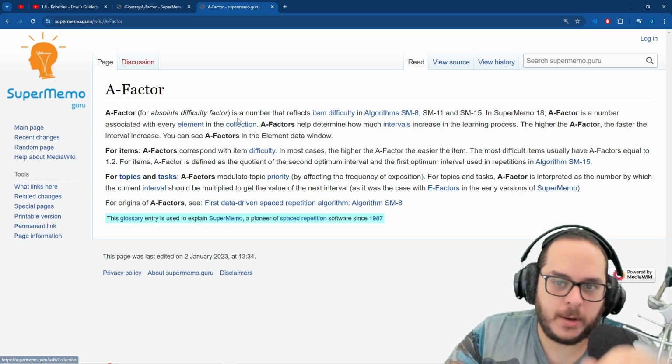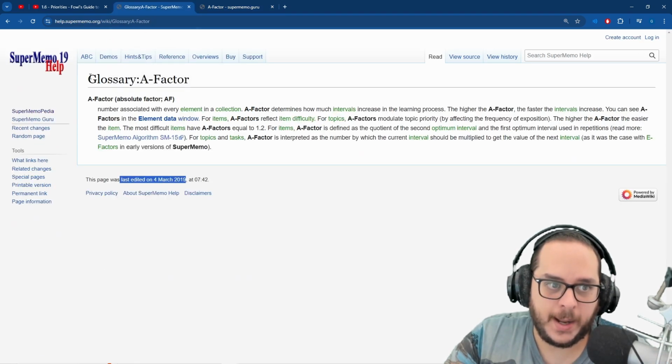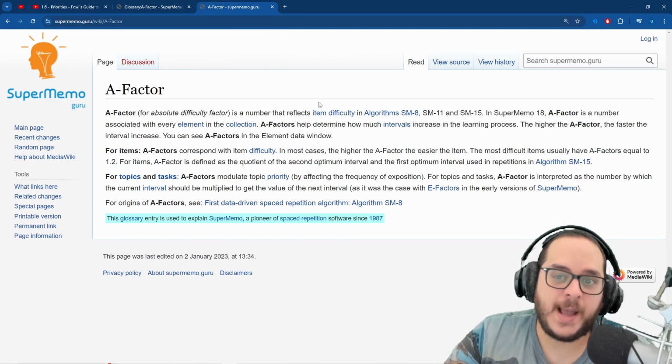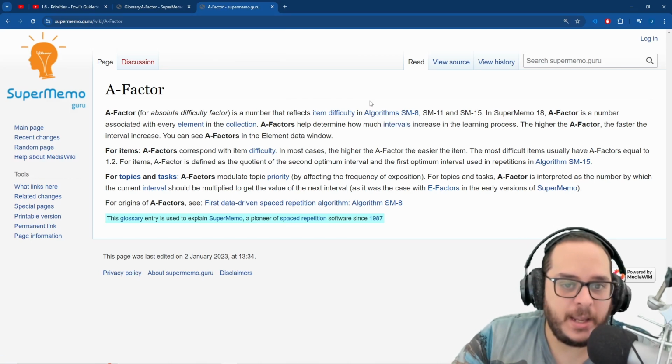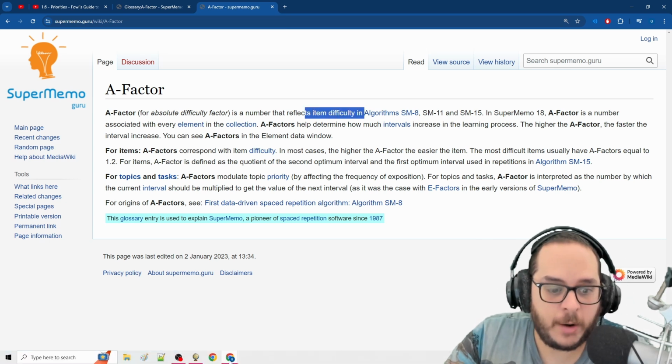Then the A factor, again, the description is different between the website, the Guru, and the Supermemo help, the 19, by the way, the latest one. On top of that, they are different. And even on top of that, it depends on the version of Supermemo. Oh my God. So before, it was the item difficulty. But we already know that.